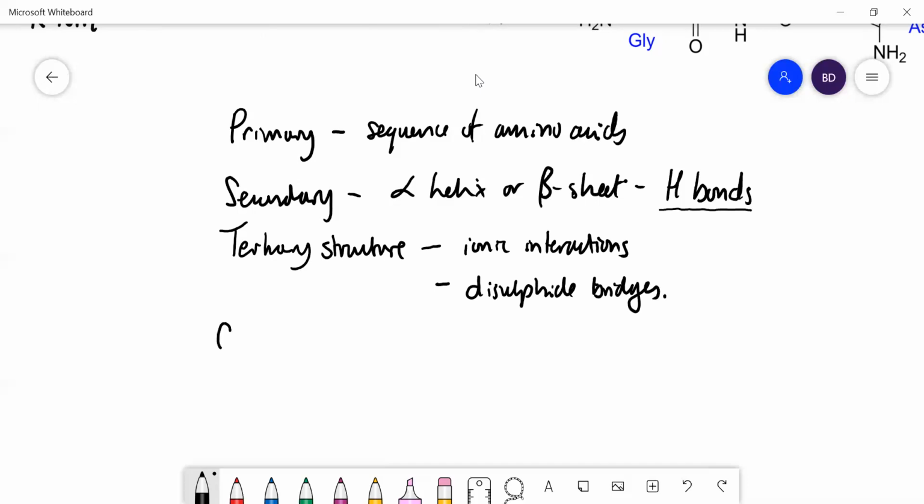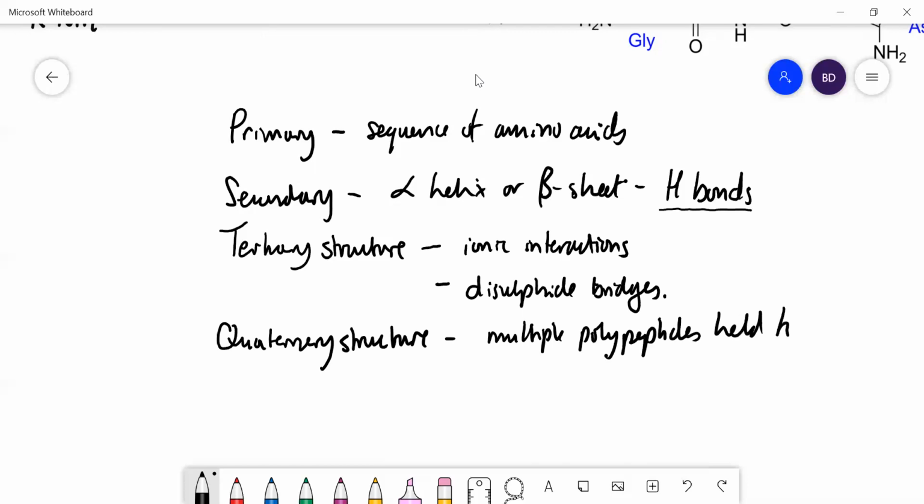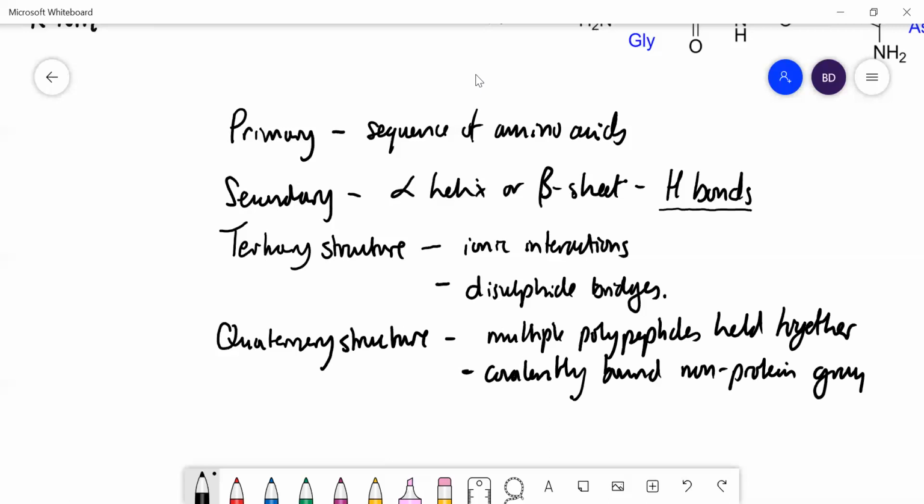And very often then you'll talk also about the quaternary structure of a protein, and that's how multiple polypeptides are held together. And very often proteins have covalently bound non-protein groups, such as the heme group in hemoglobin. Sorry, heme.